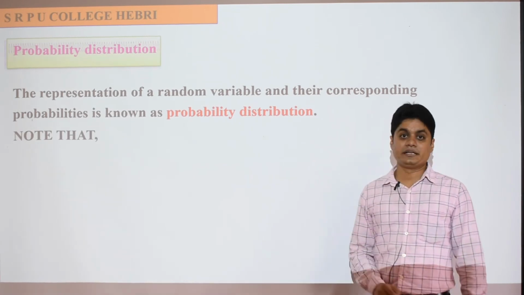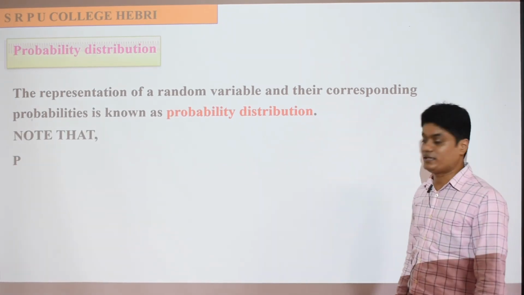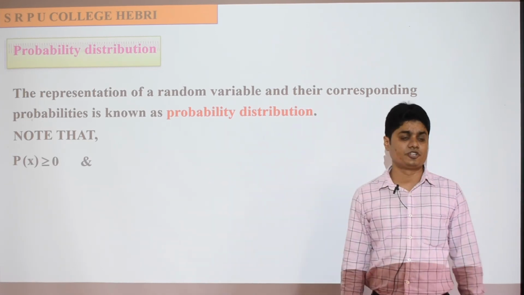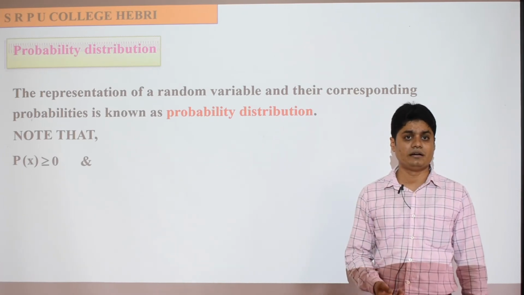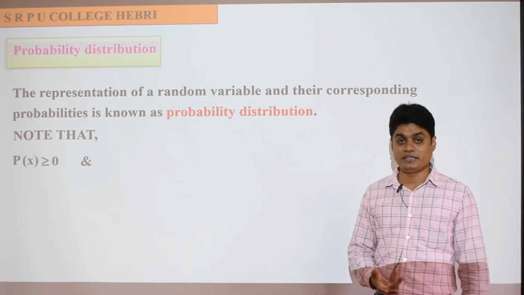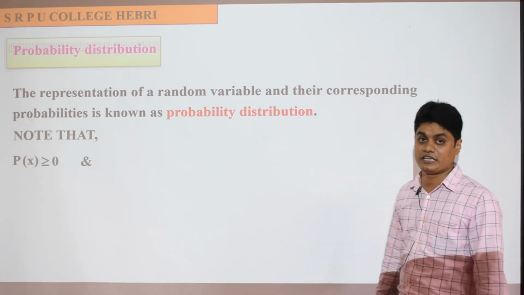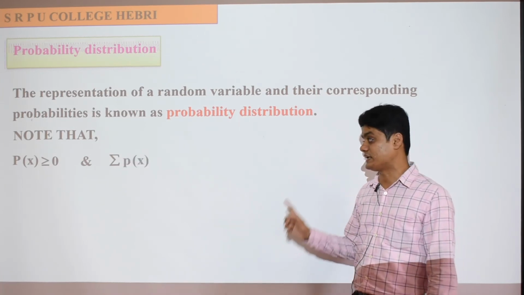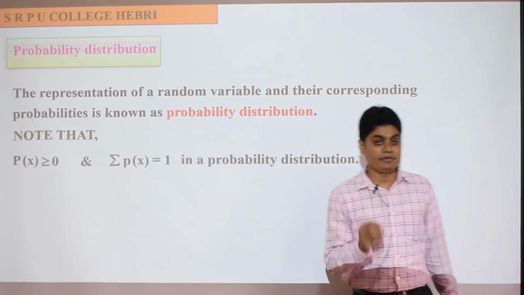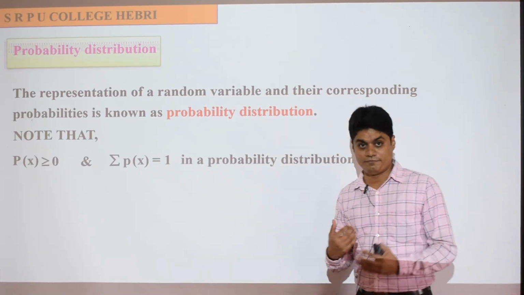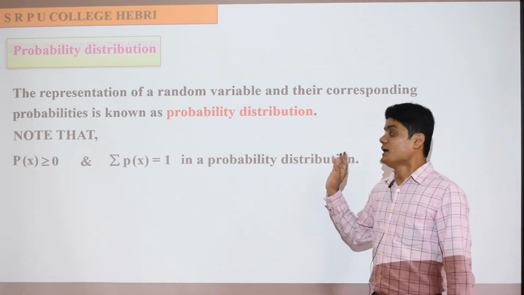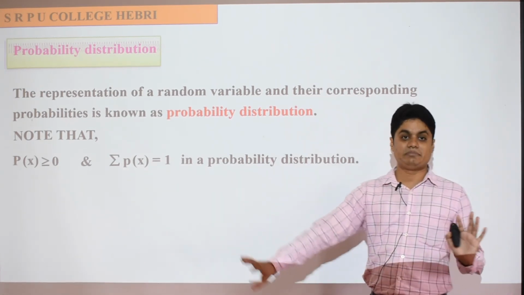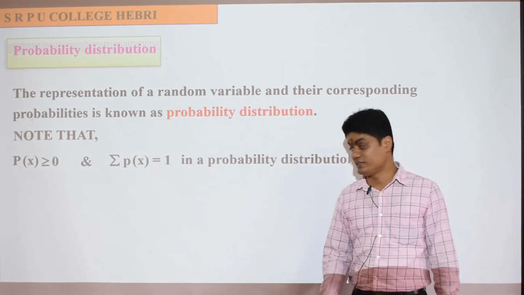Now remember two important concepts related to this. First one, the probability of each random variable must always be greater than or equal to 0. You know, probability cannot be negative. So the probability of all the random variables must be greater than or equal to 0, and the sum of all such probabilities must be equal to 1. Please remember, this is very important. It is a fact from the definition of probability that each probability is greater than or equal to 0, and the sum of all such probabilities is always equal to 1.